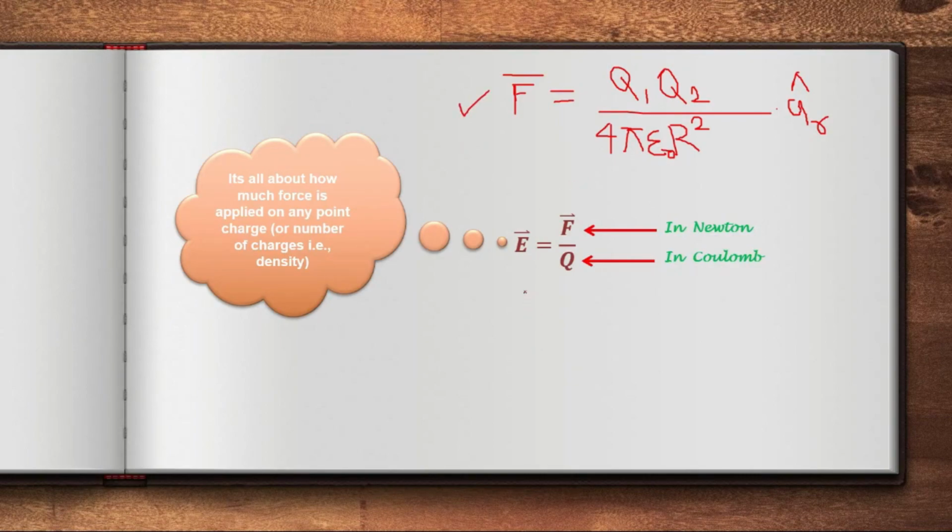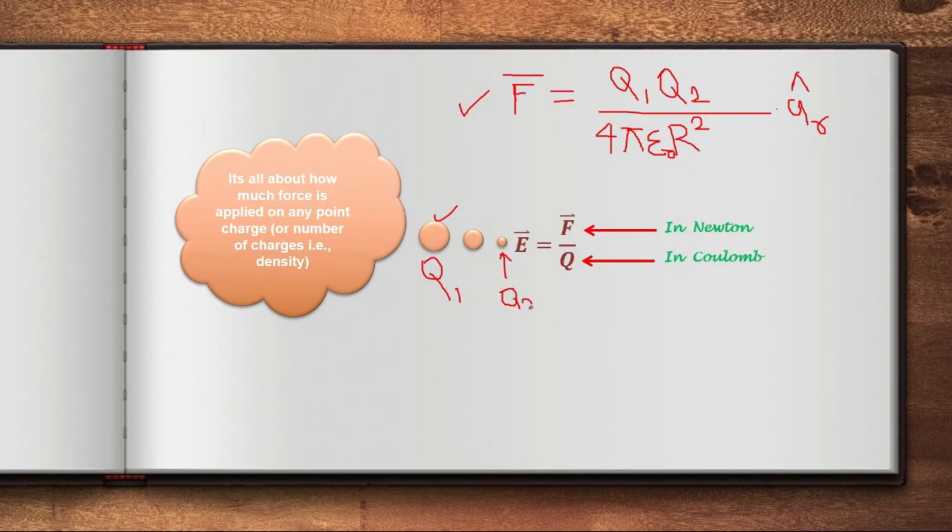What is electric field intensity? Electric field intensity is defined as this force per charge. How much force we are applying on a particular charge. Suppose we have two charges. Say this is charge Q1 and here the small one is say charge Q2.